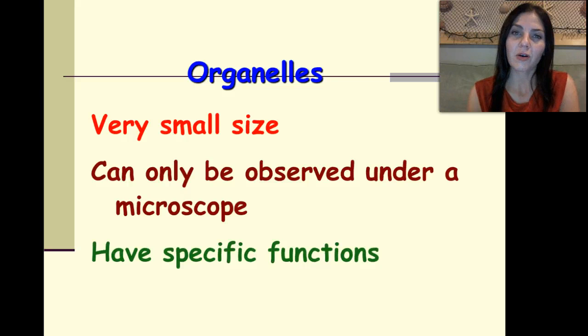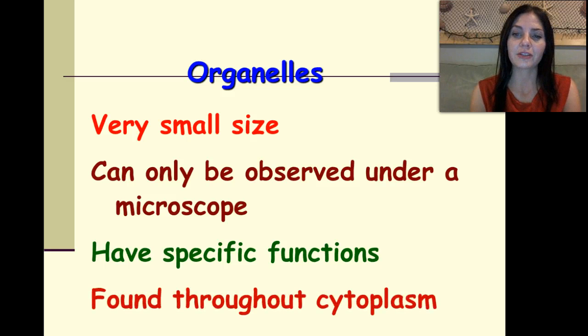So cells, or at least eukaryotic cells, have what we call organelles. Kind of like the organs in our body, cells have little bitty organs called organelles. They're very, very small in size, and they can only be observed under a microscope. And each of those has specific functions, just like each of the organs in our body has a specific function.